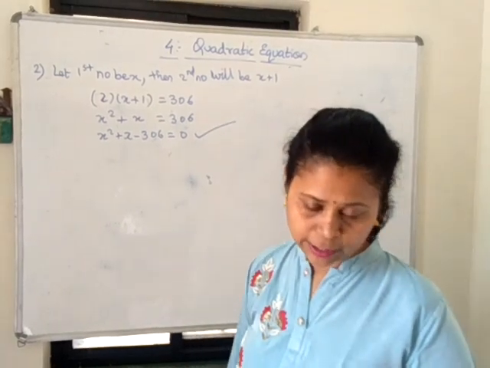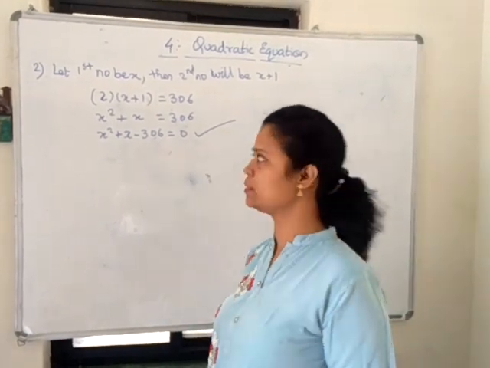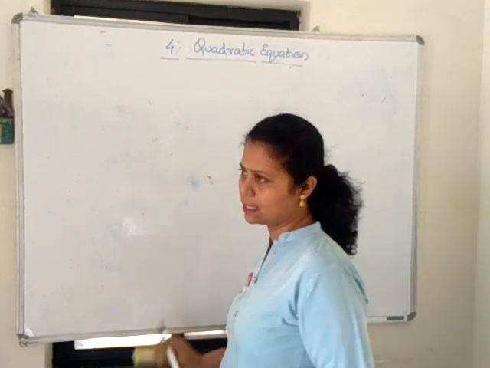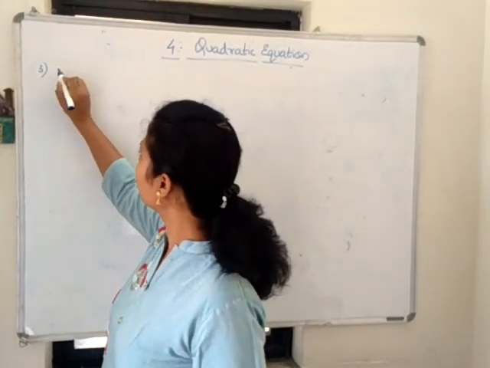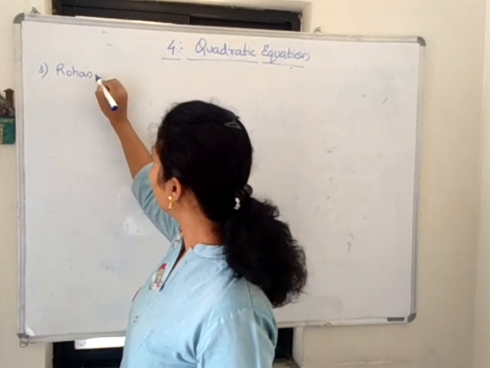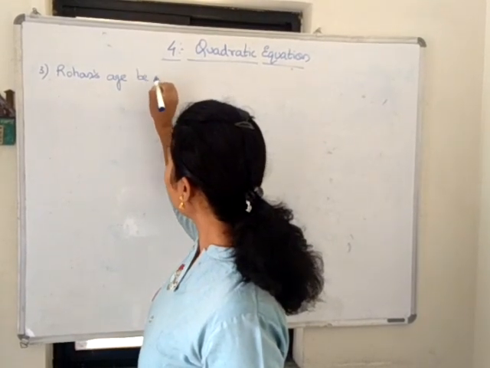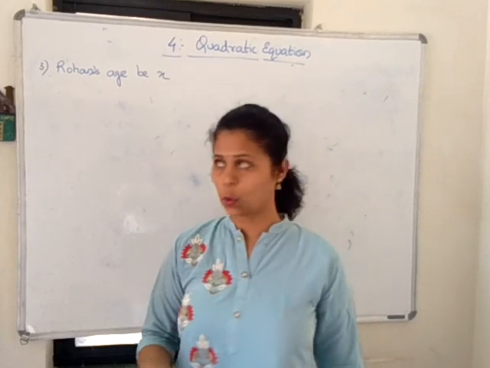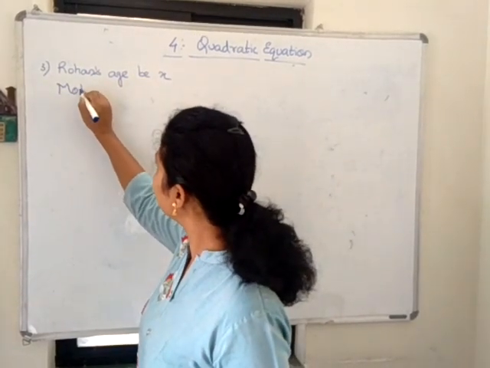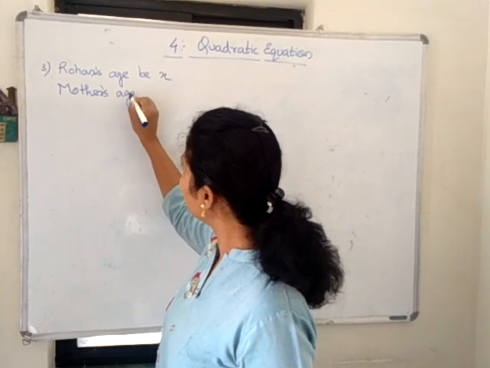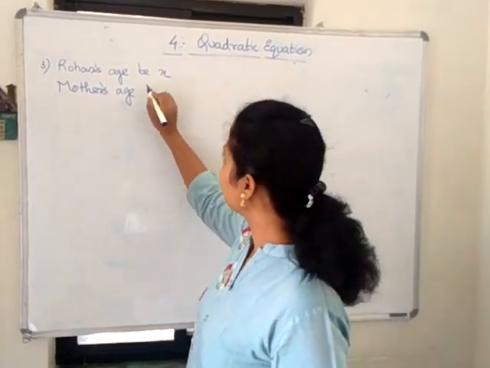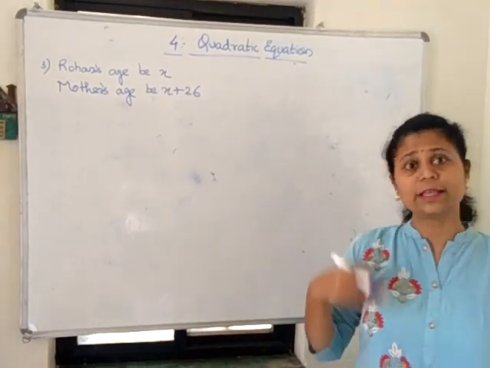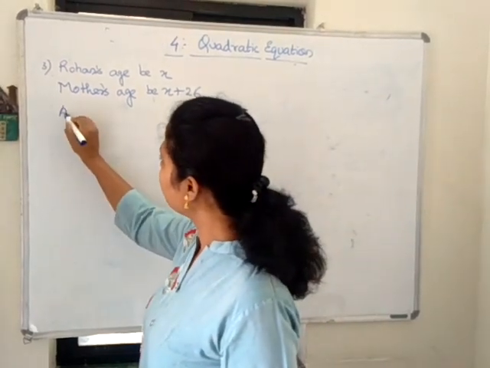Next, question number 3 is about age. Rohan and his mother. So they have said that there are two people, a mother and a son. Let Rohan's age be x, and mother is 26 years elder to Rohan. So what will be mother's age? We have decided that whoever is younger or smaller will take x. So mother's age will be Rohan's age plus 26. She is 26 years elder. Now they are asking after 3 years.